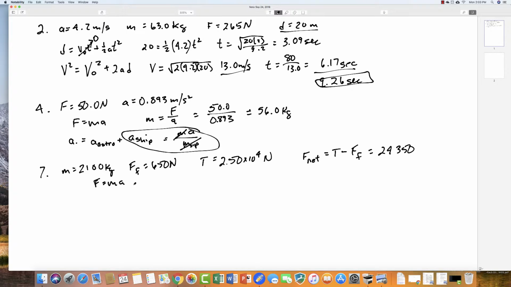And then F net divided by the mass is going to equal the acceleration. So it's going to be 24,350 divided by the mass, which is 2,100 kilograms, and you end up with 11.595, or to 2 significant figures, 12 meters per second squared.